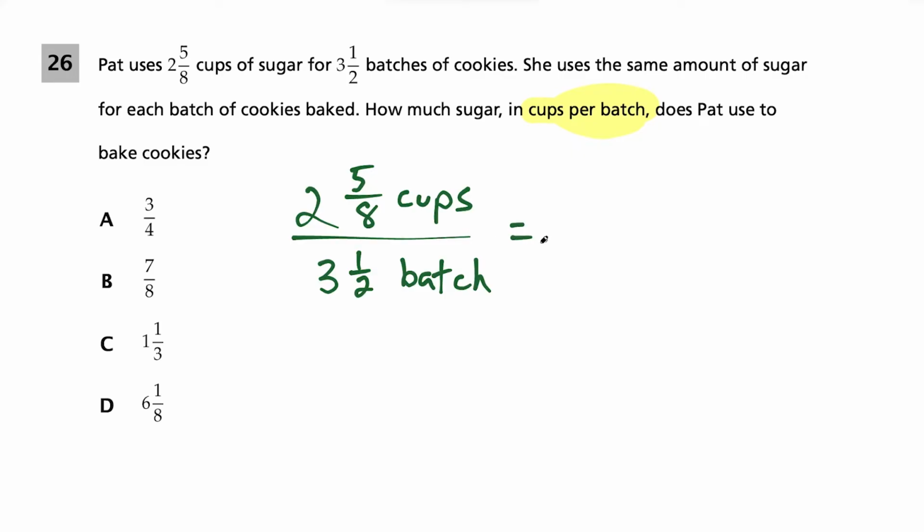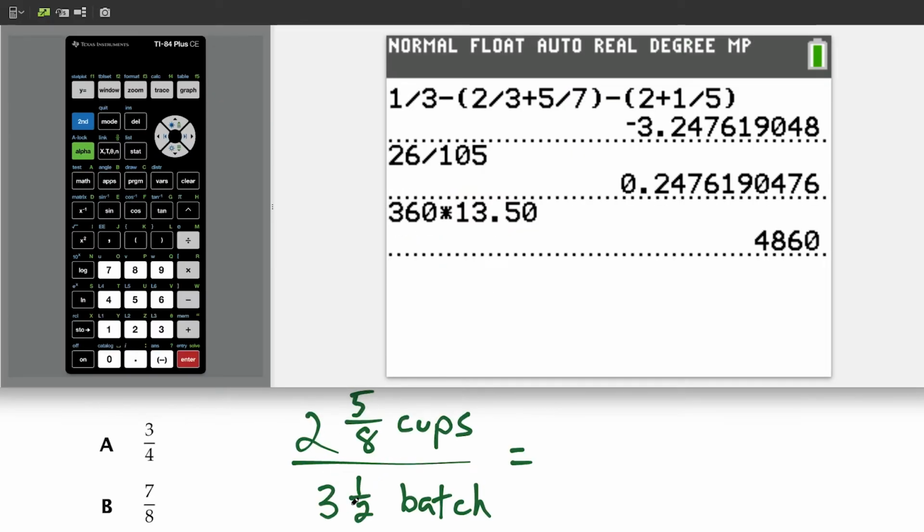And for this one, we can use a calculator. So if we want to divide these two mixed numbers, what we could do is type the first mixed number in parentheses. We could write 2 plus 5/8 like this using the division. And then we're going to press divided by, and we're going to put the second mixed number also in parentheses.